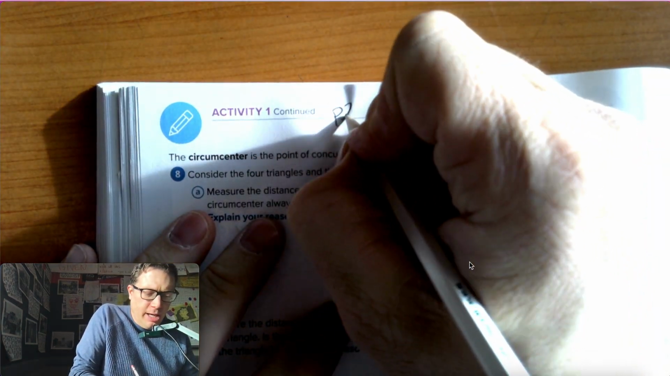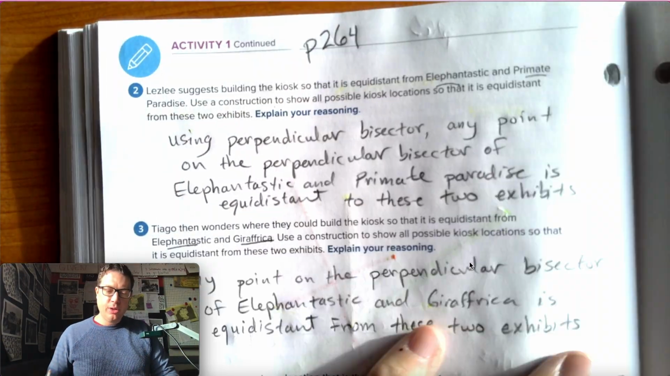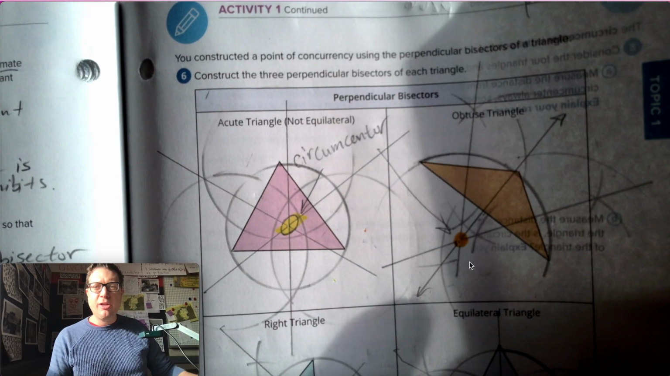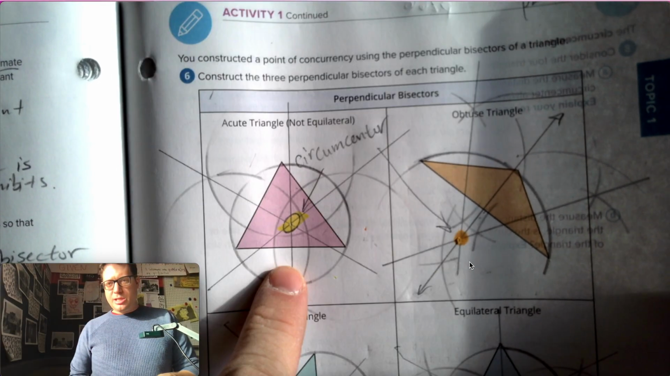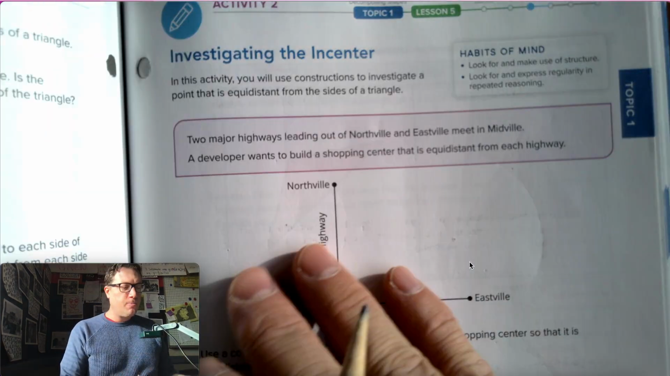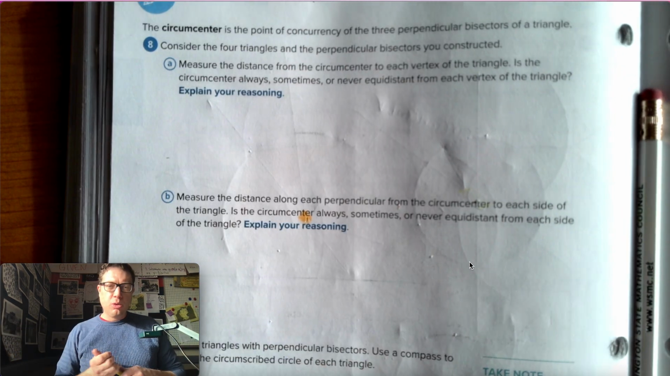166. And in this video, we're going to finish the work that we started with Activity 1, page 265. So we've got all these pictures. Go back and watch that video if you haven't yet, to get the circumcenter created for the different types of triangles. Here we are on page 266. Probably have a highlighter as well to go along with it.